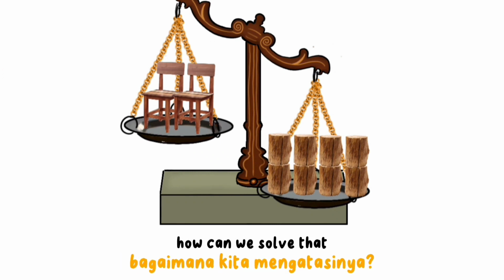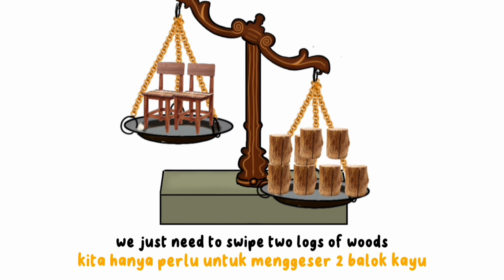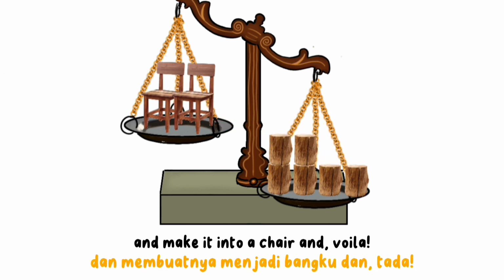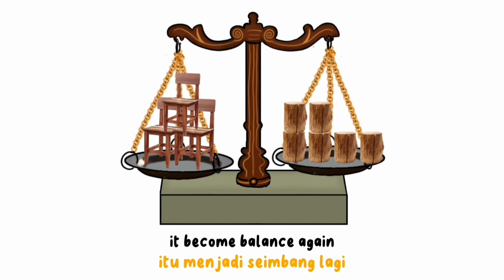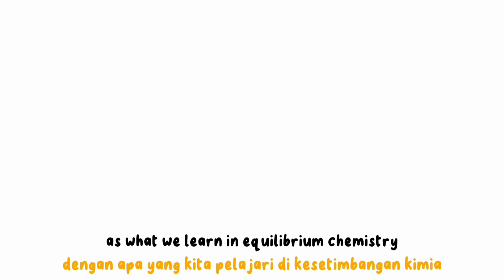How can we solve that? You're right, we just need to swipe 2 logs of wood and make it into a chair, and voila, it becomes balanced again. This is the same concept as what we learned in equilibrium chemistry.